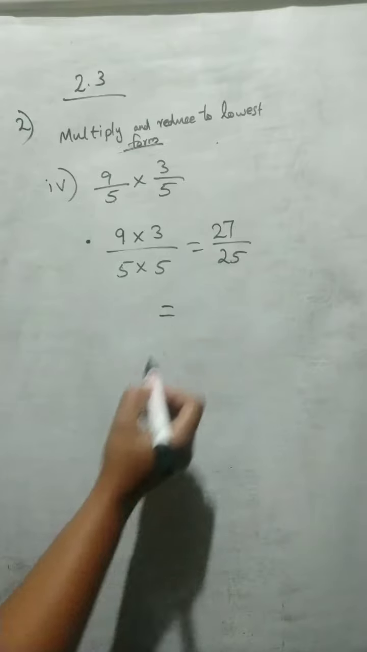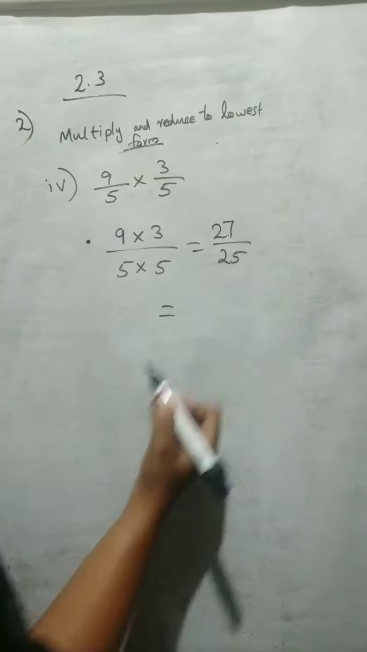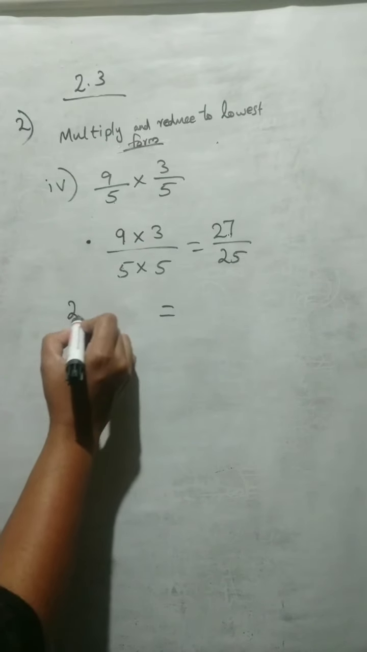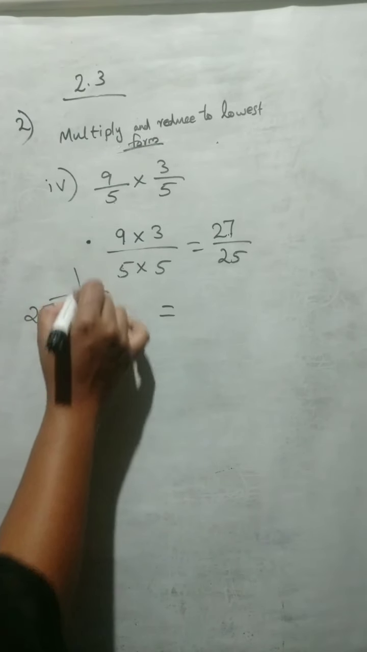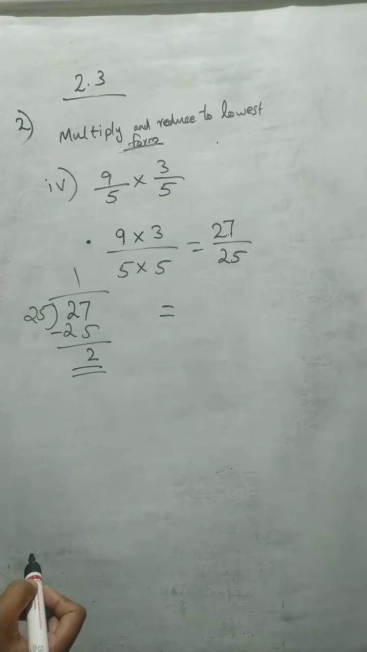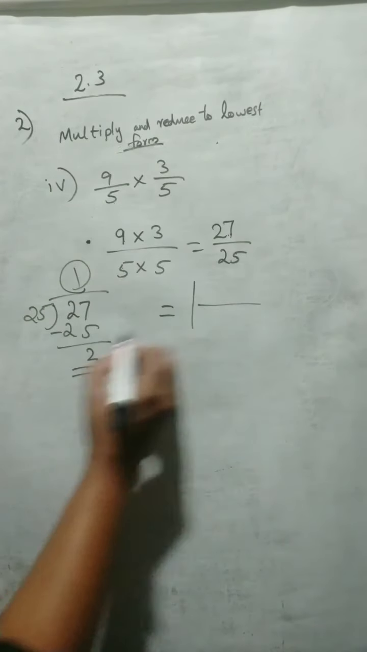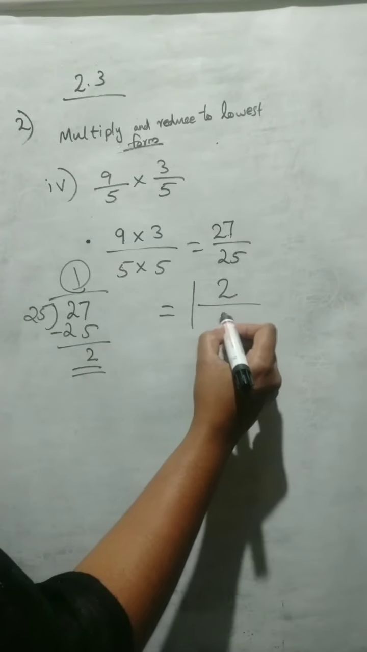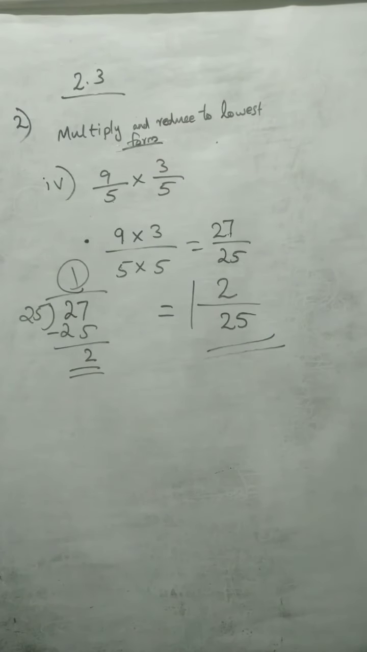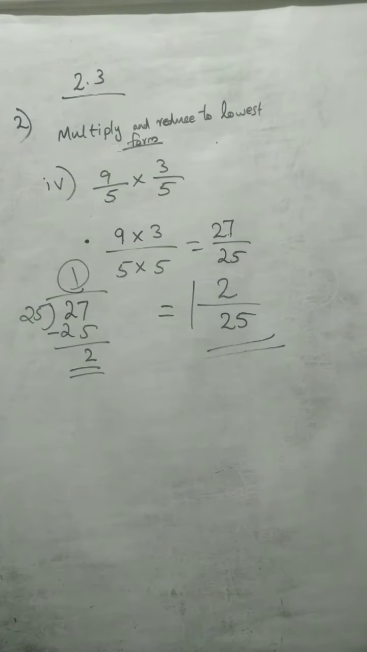Here it is in the form of improper fraction. Why? Because the numerator is greater than the denominator. So we can divide 27 by 25. 27 divided by 25. 1 25 is equal to 25. Then subtraction, we will get 2 as the remainder. So this quotient will be the whole number. Then remainder will be there and denominator will be the denominator itself. Okay. So the answer is 1 2 on 25, which is in the simplest form.